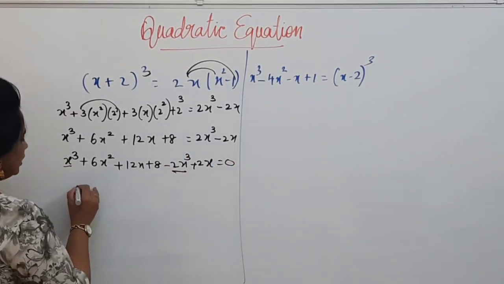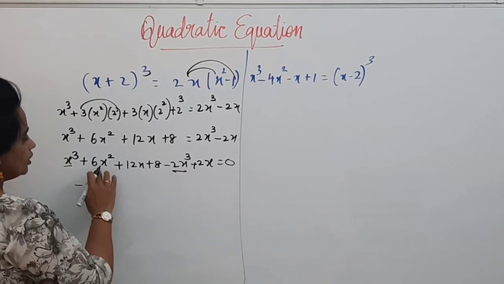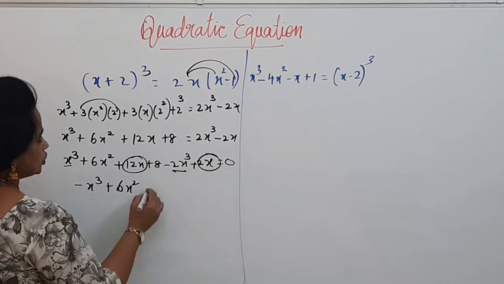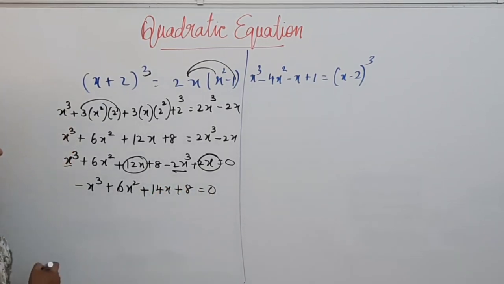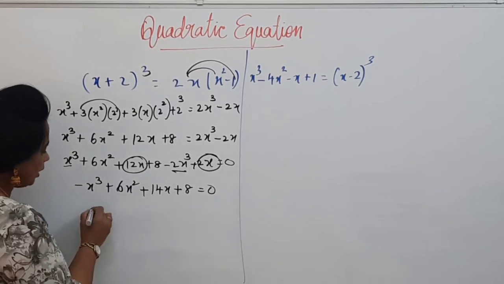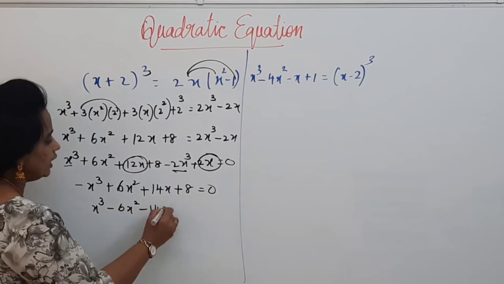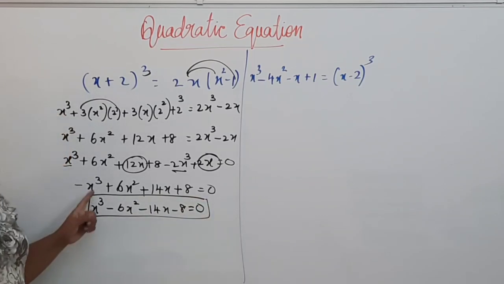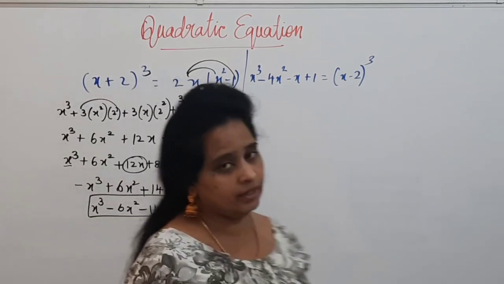Now, simplify further, that is minus x cube. I do not have any other x square term than this 6x square. So, I write 6x square and 12x plus 2x, that is 14x plus 8 is equal to 0. You must be knowing the first term we always keep as positive. So, throughout multiply by negative. So, x cube minus 6x square minus 14x minus 8 is equal to 0. The highest power of this equation is 3. So, I conclude that this is a cubic equation.